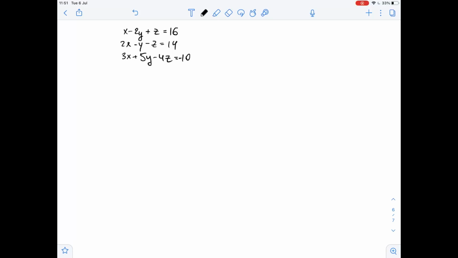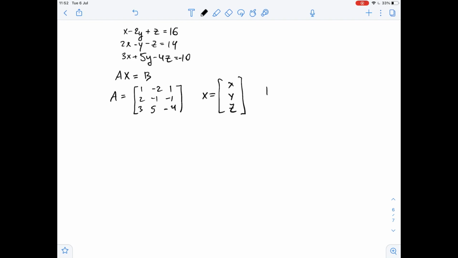So we need to solve the system of equations using matrices. Let's start by writing down the augmented matrix of the form AX equals B, where A is the matrix of coefficients, so it's 1, -2, 1, 2, -1, -1, 3, 5, -4. X is a matrix of solutions, so it's x, y, z. And B is a matrix of constants, so it's 16, 14, -10.